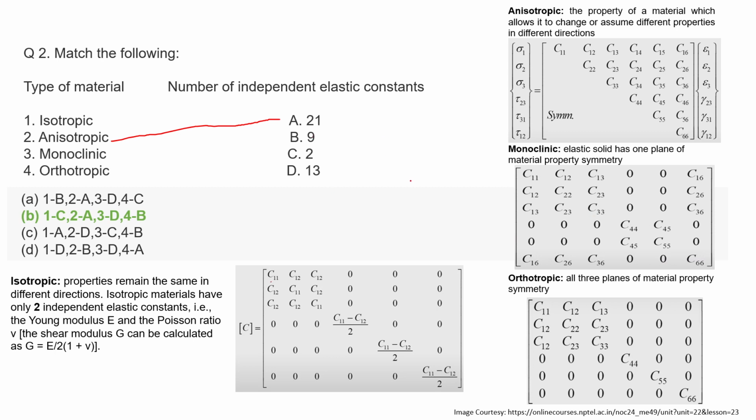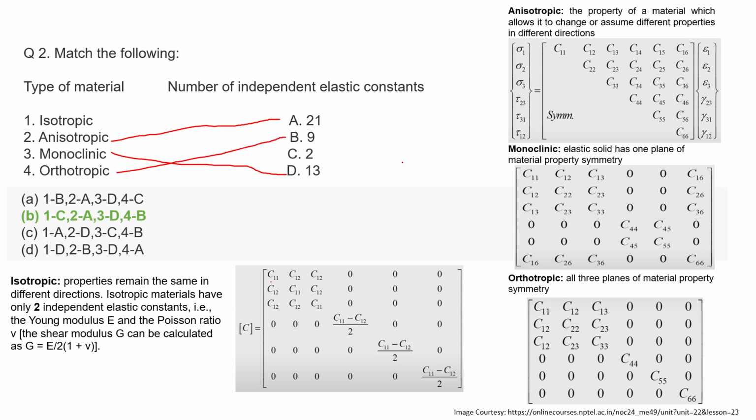All these derivations were already shown in the class. I am directly taking the number of independent constants for the different cases. So for monoclinic, it will be 13. Now in monoclinic, we consider that there is only one plane of symmetry. So next is orthotropic, where we consider that there are 2 planes of symmetry. If there are 2 planes of symmetry, then the third plane will also become symmetrical. So orthotropic is when all the 3 planes of material property are symmetric. In that case, the number of independent elastic constants will decrease further and become 9. So for orthotropic, it will be 9.